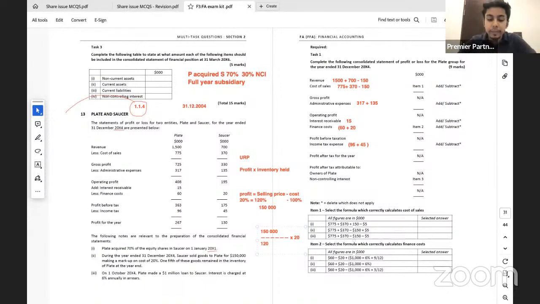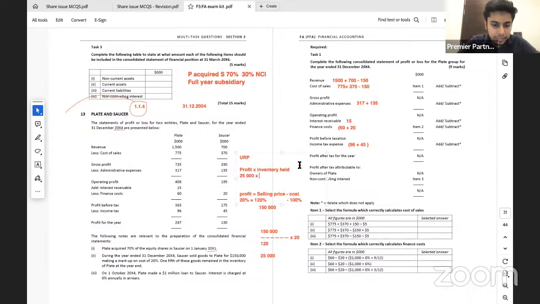Right now, guys, can you check a little bit and see over there? 150,000 divided by 120 multiplied by 20. So therefore, guys, I'm getting the answer as 25,000. That's my profit. Let's put it now over here. Profit is 25,000.